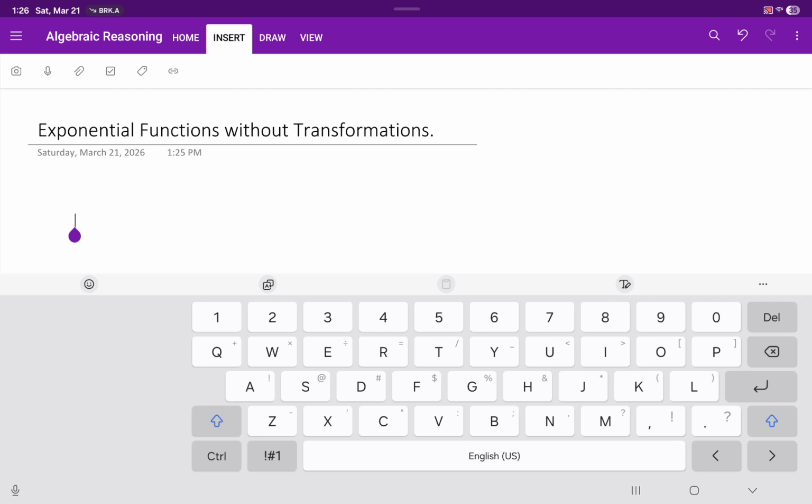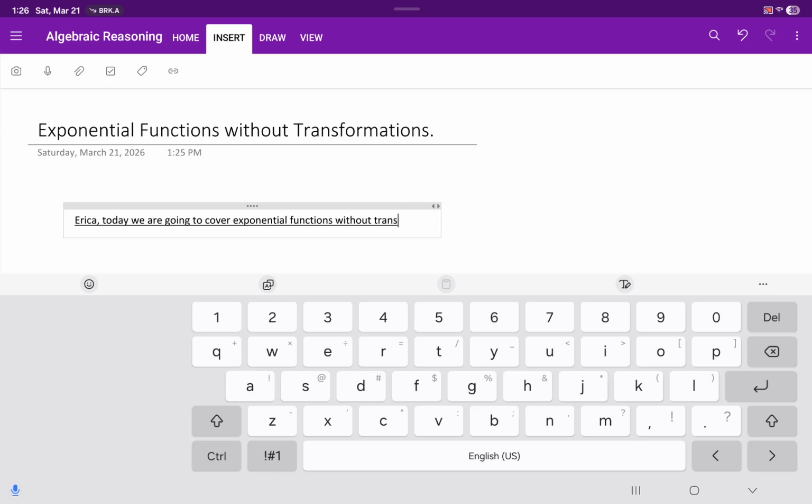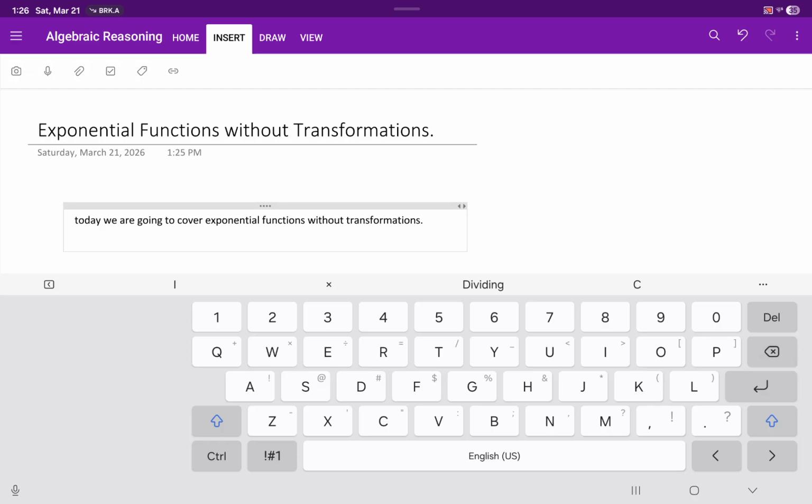Just really quickly here. Today, we are going to cover exponential functions without transformations. What I need to watch out for is that sometimes it adds extra things that I don't want. Every time I hit enter or a new line, it shuts my microphone off. So I'm going to read this: today we are going to cover exponential functions. Yeah, that's good.